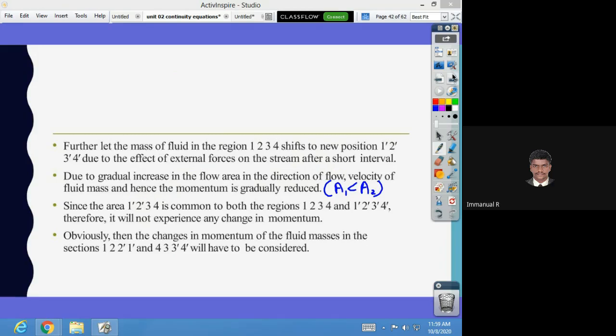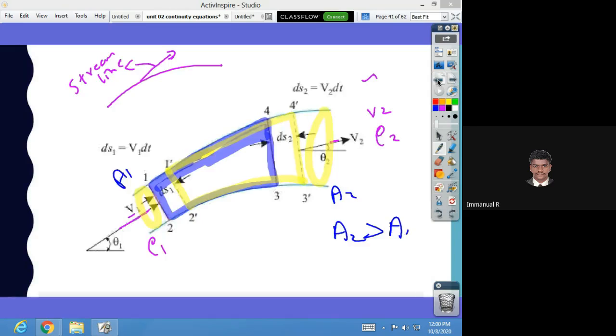The next point, since the area 1 dash 2 dash 3 4 is common to both the regions 1 2 3 4 and 1 dash 2 dash 3 dash 4 dash, it will not experience any change in momentum. Let us once again go to the picture. I will mark this area in green color. So the area from 1 dash to 4 and 3 to 2 dash.